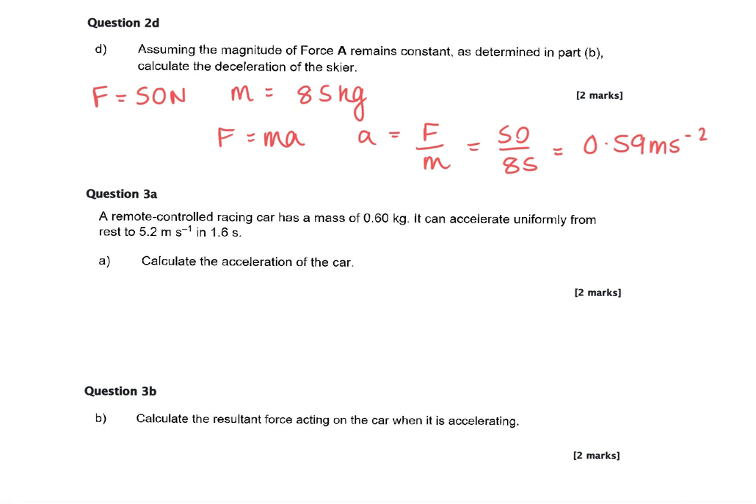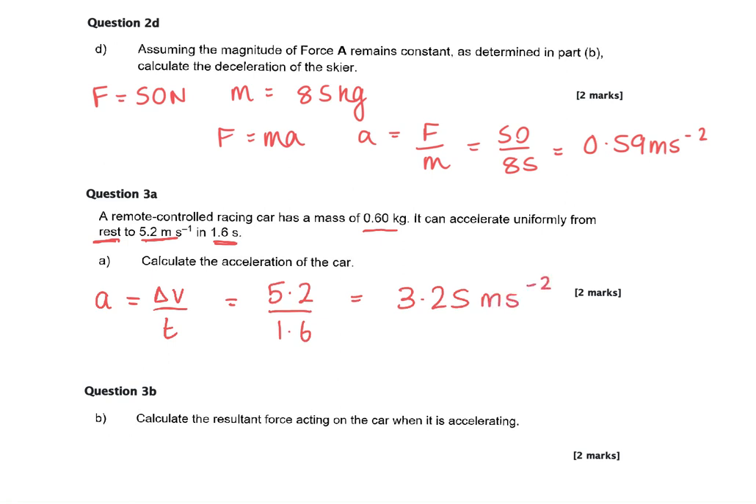Question 3a. A remote control racing car has a mass of 0.6 kilograms. It can accelerate uniformly from rest to 5.2 meters per second in 1.6 seconds. Calculate the acceleration. So the equation for acceleration is the change in velocity divided by time. There are other ways of writing this that are on your equation sheet if you don't recognise this one, but it's our final velocity take away our initial velocity divided by time. Because it starts at rest, its change in velocity is just the final velocity divided by our time. So you're going to get 3.25 meters per second squared.